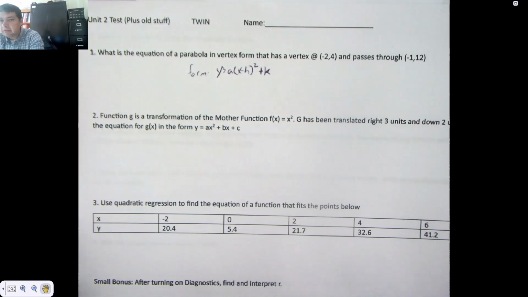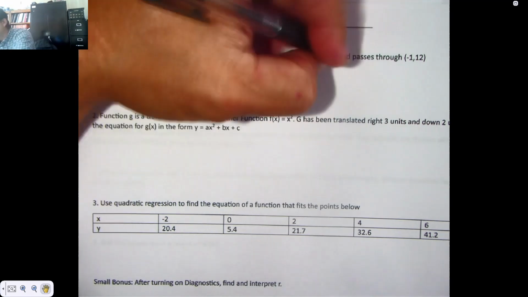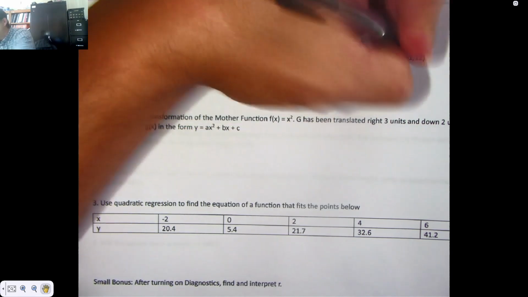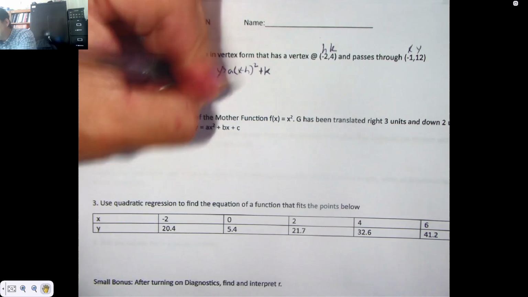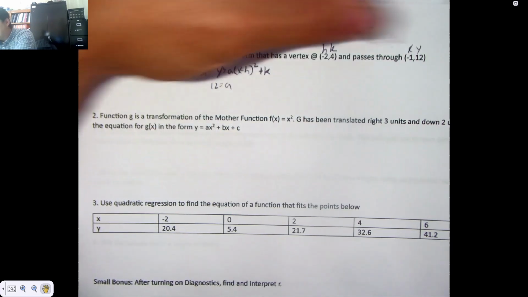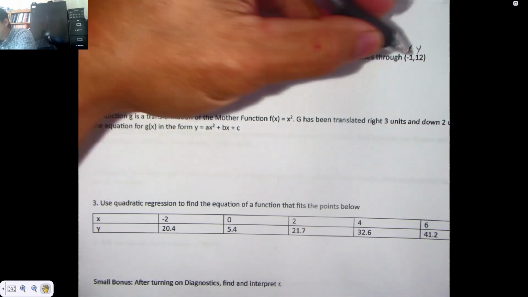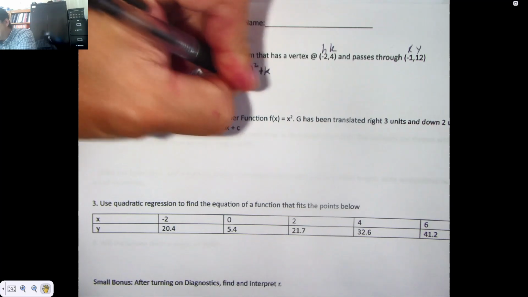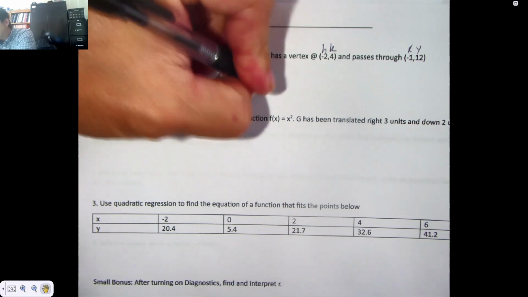That's the big deal, because that's what you plug into. This is h, this is k. This is x, this is y. We plug that in. So there's a y, 12 equals. I don't have a, it's nothing. There's an x, it's negative 1, minus a negative 2, all squared, plus 4.